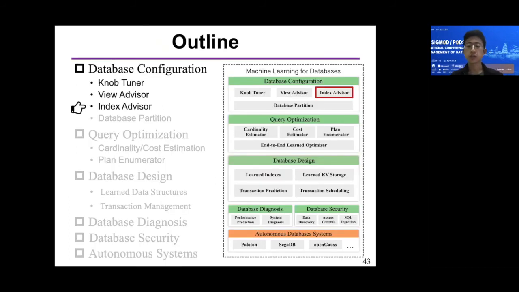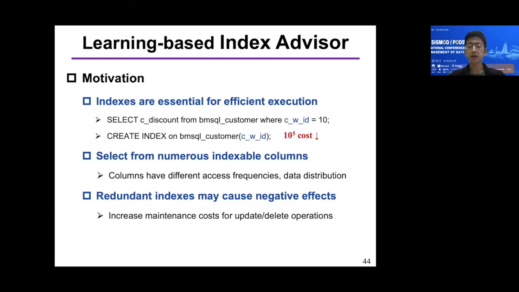Next, we are going to introduce the index advisor. In DBMS, indexes are the key to speeding up query execution, and one of the most important problems is index selection. First, building an index for a specific query can give a very high cost reduction. However, index selection is a hard problem. It needs to select from numerous candidate indexes. Besides, it's not the case that the more indexes we build, the higher performance we gain. If you build some redundant indexes, they may consume too much memory space, increase the maintenance costs, or even cause negative effects.